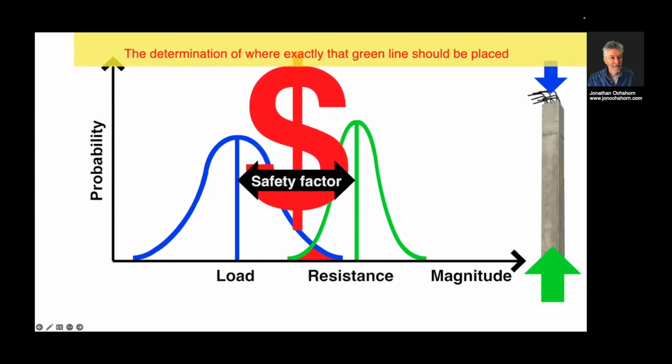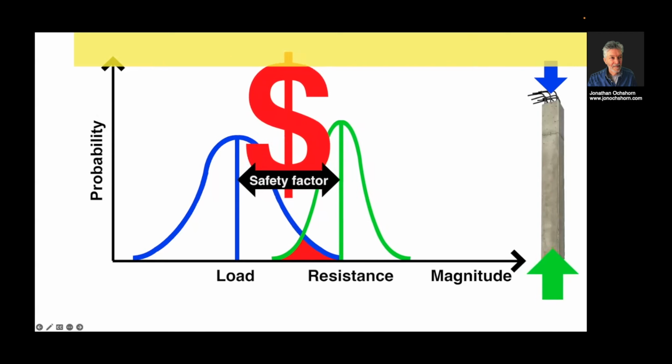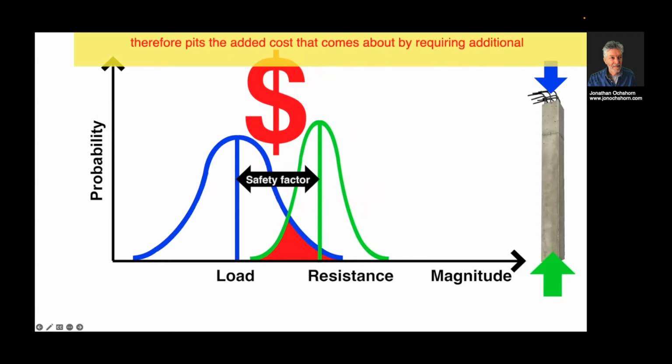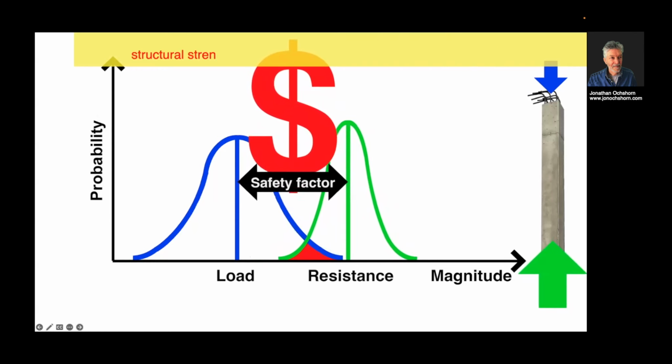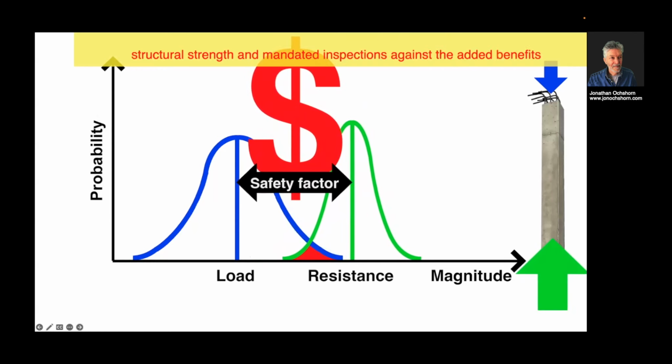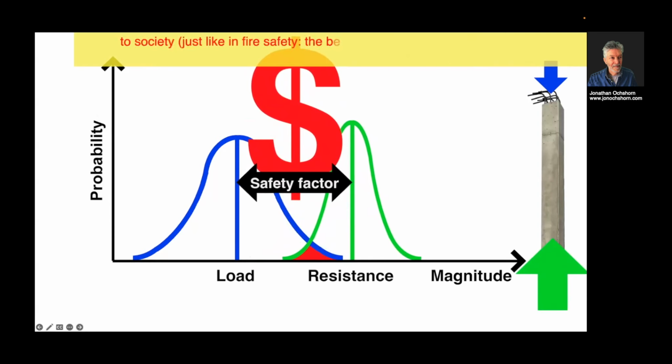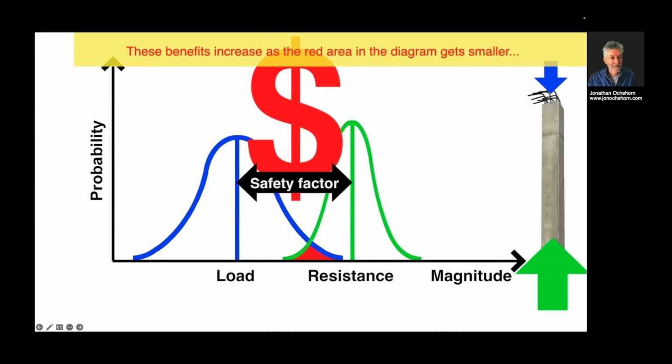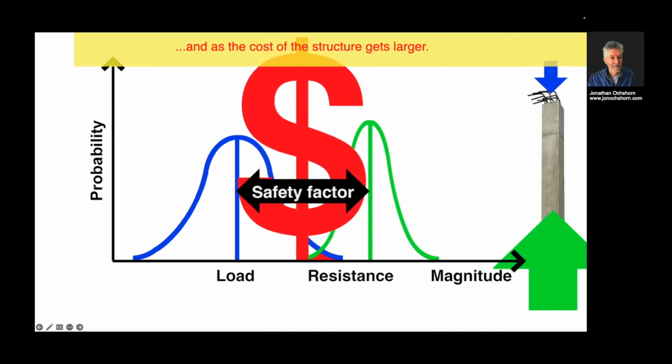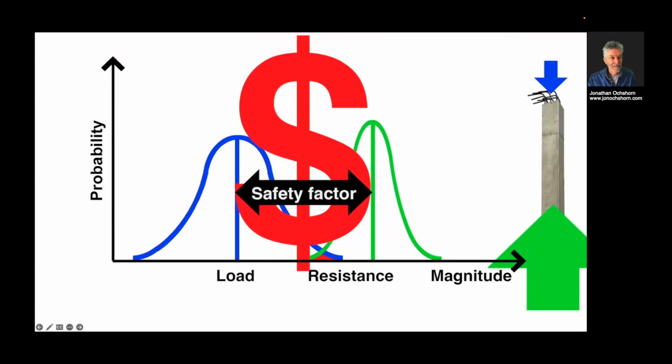The determination of where exactly that green line should be placed therefore pits the added cost that comes about by requiring additional structural strength and mandated inspections against the added benefits to society. Just like in fire safety, the benefits include less property loss, less loss of human life and injury. These benefits increase as the red area decreases and the cost of the structure gets larger. So you see, it's complicated, but it all comes down to this balancing act of cost and benefits.